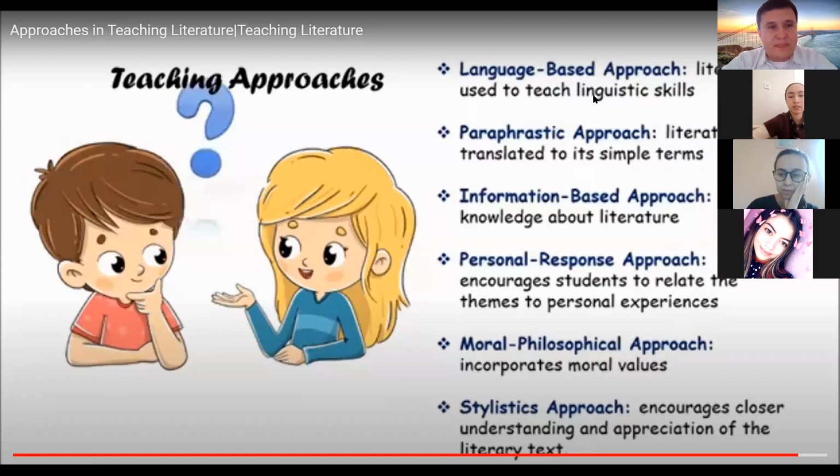I have learned that the approaches have 6 types, and all of them have their functions. For instance, the language-based approach is more attentive to teaching linguistic skills, and the information-based approach teaches knowledge about literature. They have their own functions, and some of the types of these approaches can help to switch.